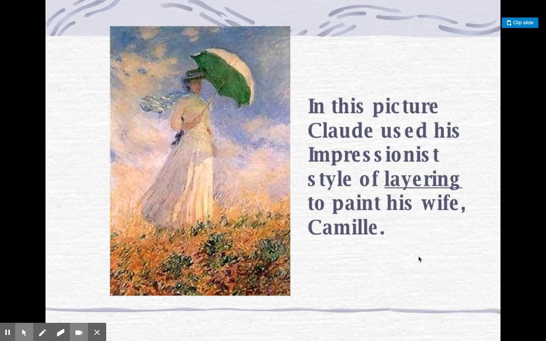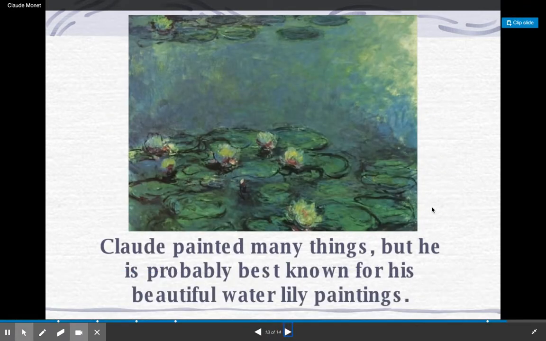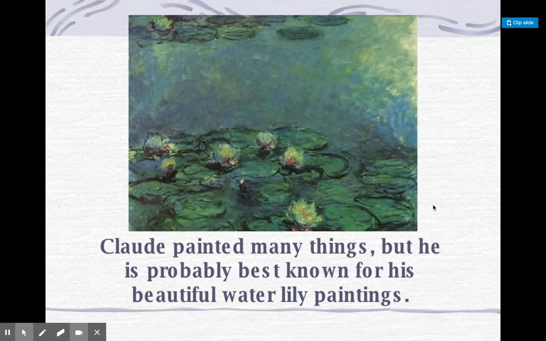And remember, another thing that was important about the layering was that they would use lots of different colors to create more detail. Just like we saw in the smoke coming out of the trains, we can see in this cloud that it's not just plain white. We can see that there are some blues, light blues, dark blues, grays, whites to create that depth. Claude painted many things, but he is probably best known for his beautiful water lily paintings.